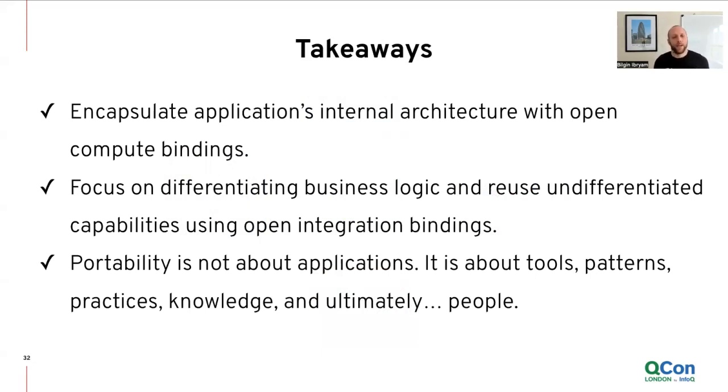And lastly, why all of that matters and what are the key takeaways from this talk? Firstly, I would say one of the goals of this talk was to give an overview of how application and infra evolved over the last 2 decades. And maybe that's an indication of the direction of change going forward. In terms of key takeaways, first, I would say you should encapsulate an application's internal architecture, whether that's microservices, functions, modular monolith, whatever, using open compute bindings. That is basically containers as of today.